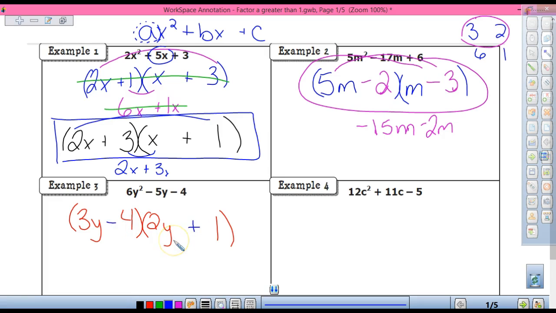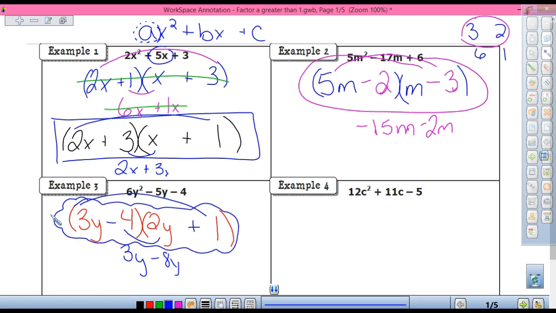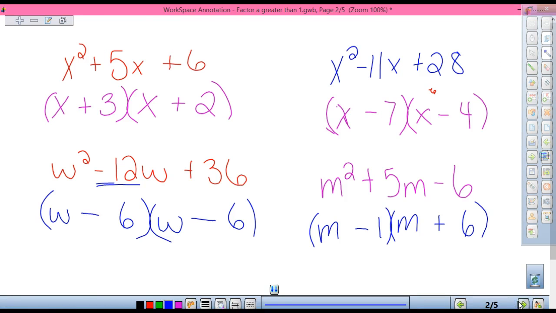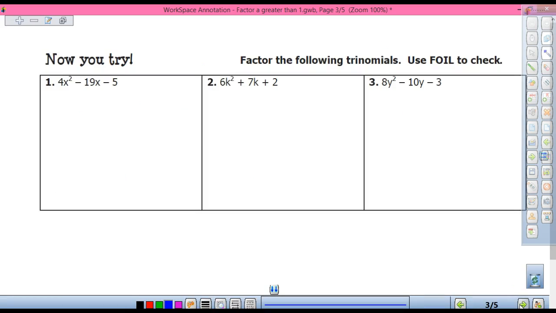Okay, so let's check this now, because I think you're on the right track. 3y times a positive 1 gives me a 3y. And then you've got a negative 4 times 2y gives me a negative 8y. Does that get you to that negative 5y in the middle? Yeah, so is this right? Yes, no, maybe so? It is. Good job. Okay? Alright, I want you to try number 1 right now.